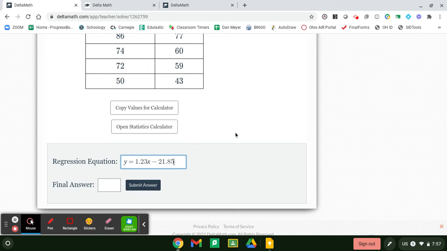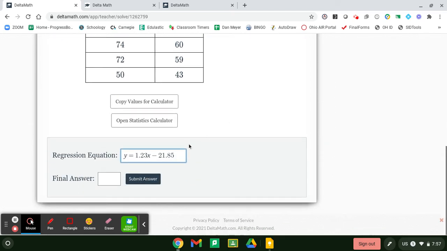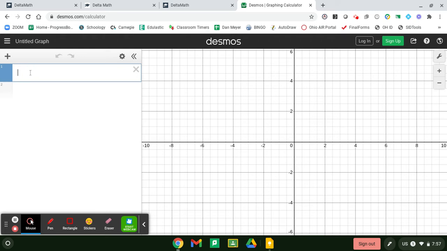Now they're asking you to take that line and let's interpret. What are they asking us here? They want to know, what is your input when your output is 46? What is your homework grade when your test grade is 46? I'm going to go ahead and copy this equation because I'm lazy. And now I'm going to go to Desmos and I'm going to paste that into the graphing calculator of Desmos so that it graphs the line for me.